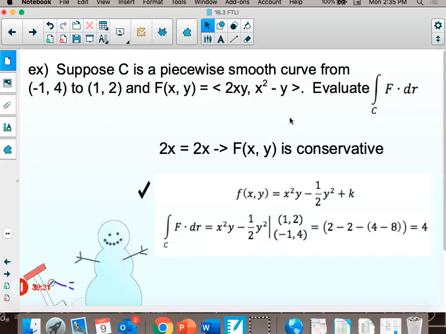We will continue this tomorrow. You're going to love it. Honestly, the fundamental theorem of line integrals is really fun.